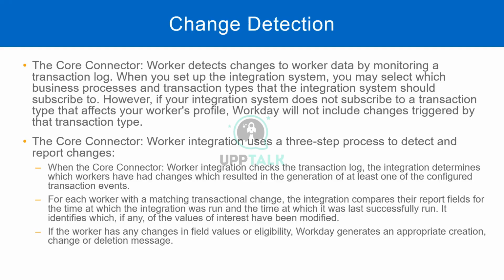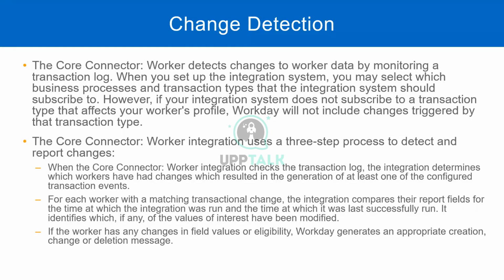So if you are applying for an integration position, most likely they will ask you about this particular thing. Change detection of a core connector worker. The core connector worker detects changes by monitoring a transaction log. There is an internal transaction log where it is storing all the transactions for different workers. Can we see it? No, we don't get to see it. But there is a transaction log that has all the information.